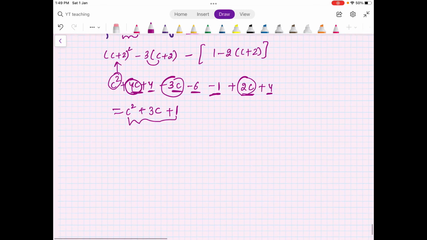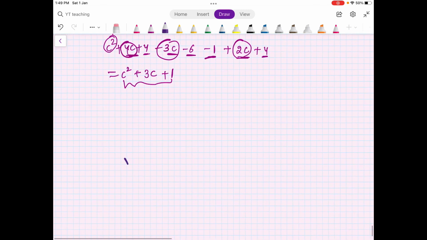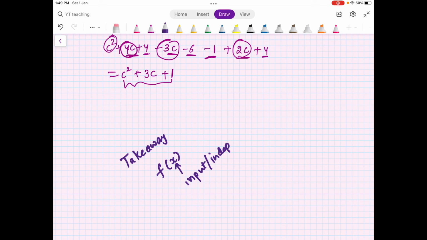So okay students, the takeaway from this video is that you should understand what is the meaning of f of x or f at x. So this is your input or independent variable, and this here is your output or dependent variable.